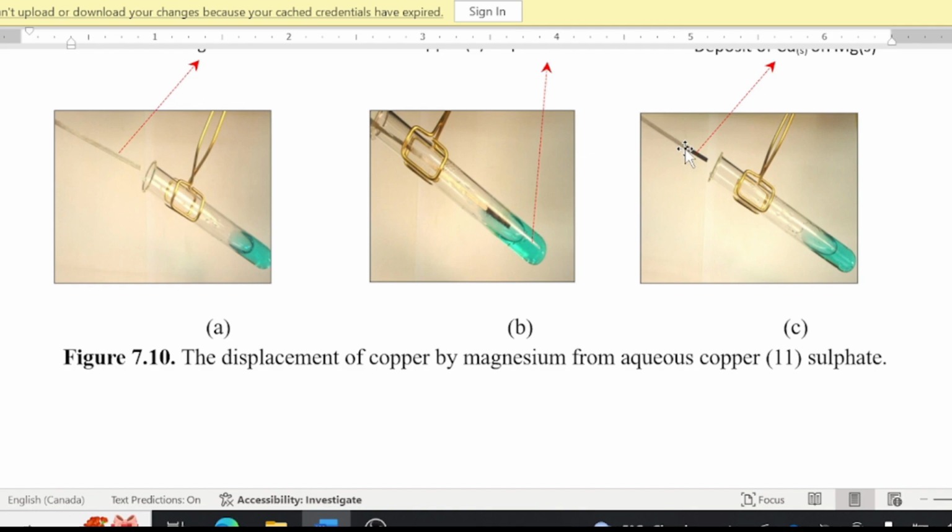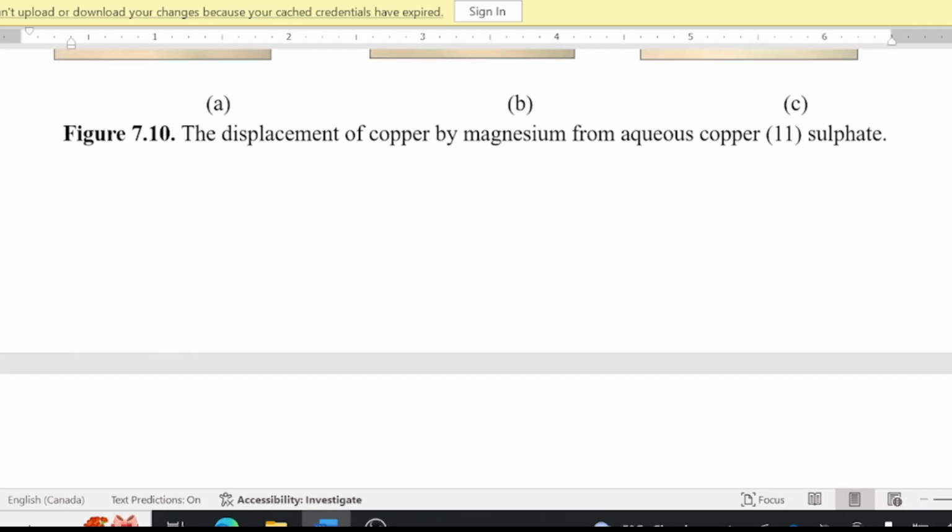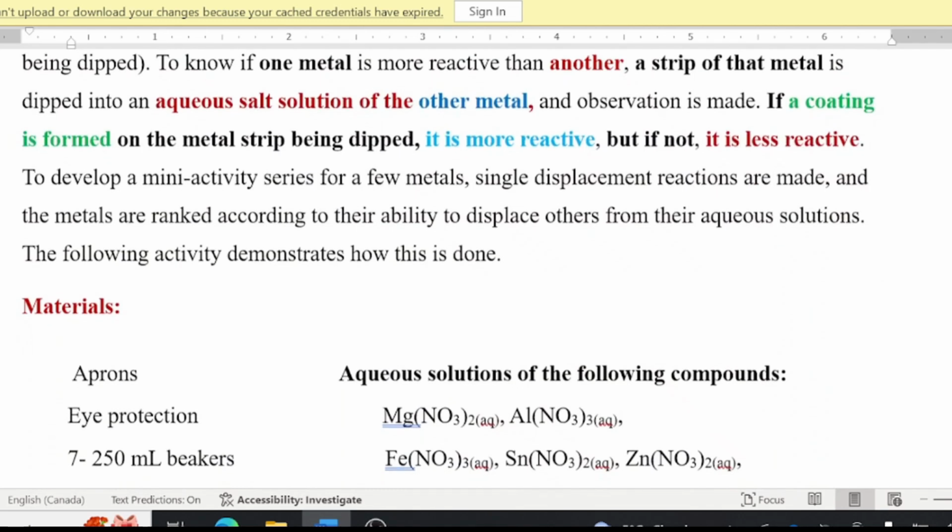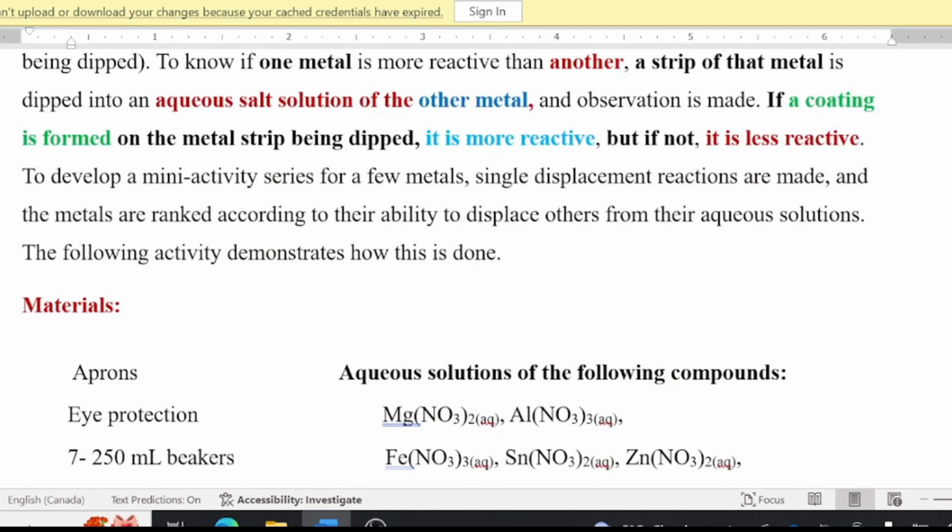So this is the observation that we're going to make when we do the next activity. So this is the deal then. To know if one metal is more reactive than another, a strip of that metal is dipped into an aqueous salt solution of the other metal, and observation is made. If a coating is formed on top of a strip being dipped, it is more reactive than the other one. If not, it is less reactive.